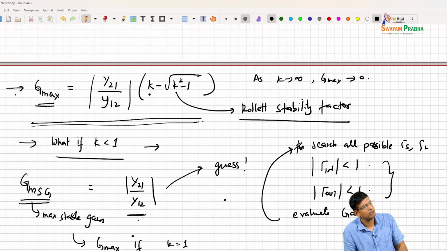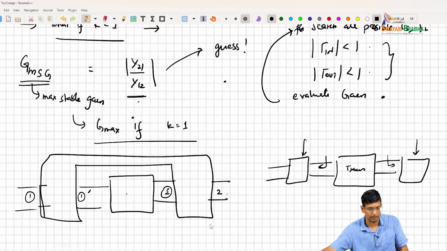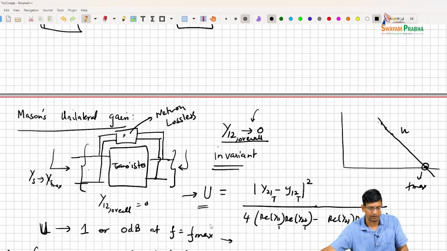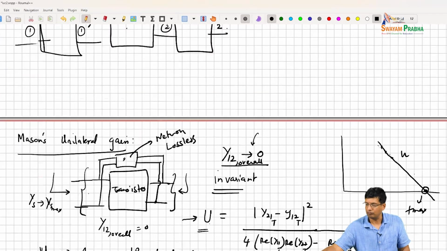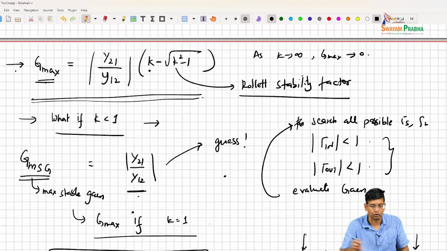You can make the transistor unilateral. Yeah, Gmax may go to infinity. Yeah, no, so you're not making the transistor unilateral, right? You're making the network unilateral. And the thing is that this K also depends upon Y12, so if you consider the network overall, just because you're making Y12 0, this K is also a function of Y12. So the overall network gain doesn't go to infinity.